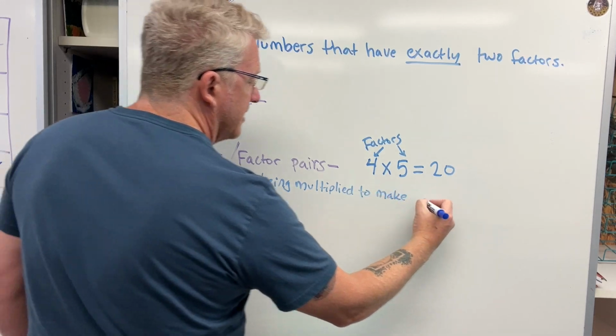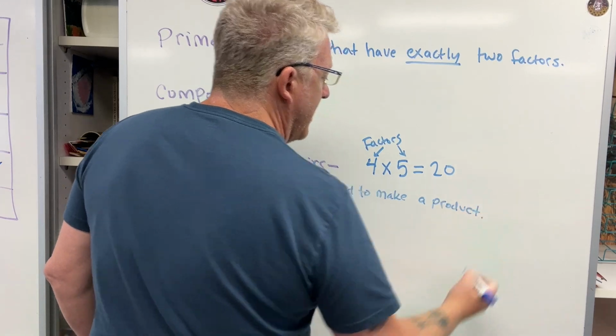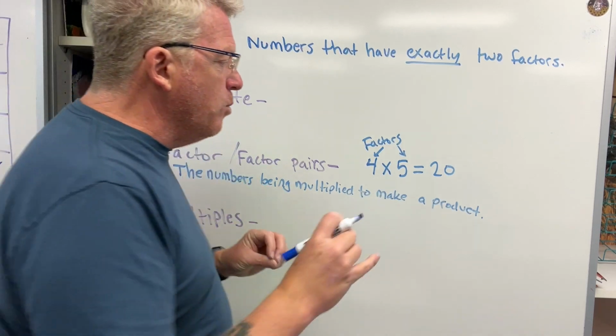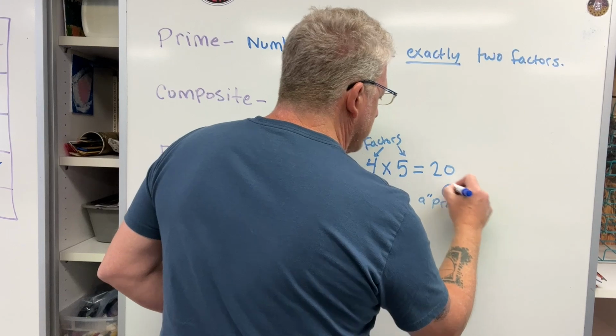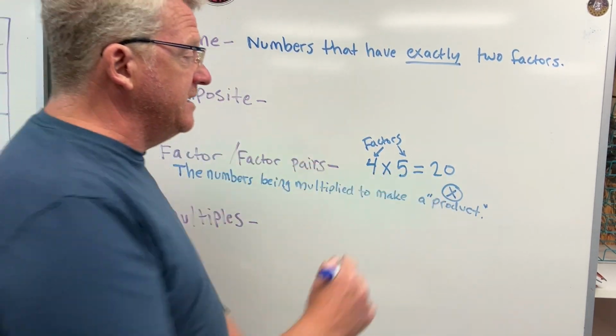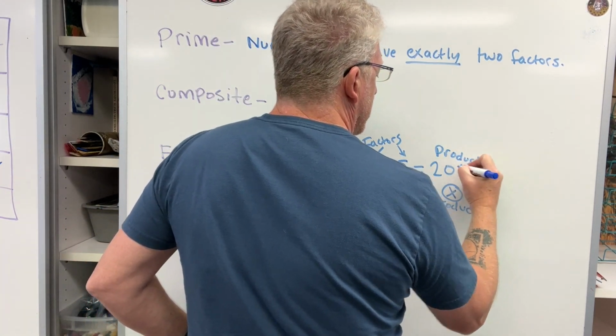a product. And I want you to remember, just like the word sum means the answer to an addition problem, the word product here is the answer to a multiplication problem. Okay, so if 4 and 5 are the factors, 20 is the product. All right.